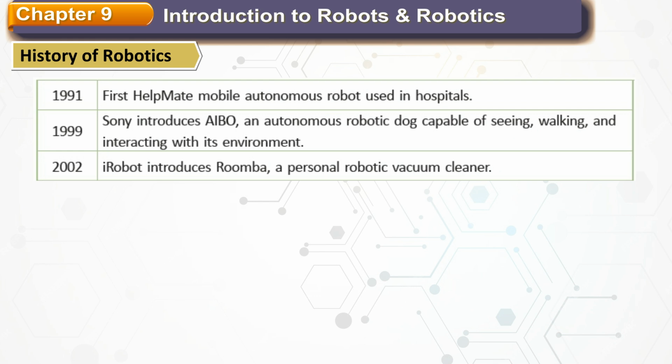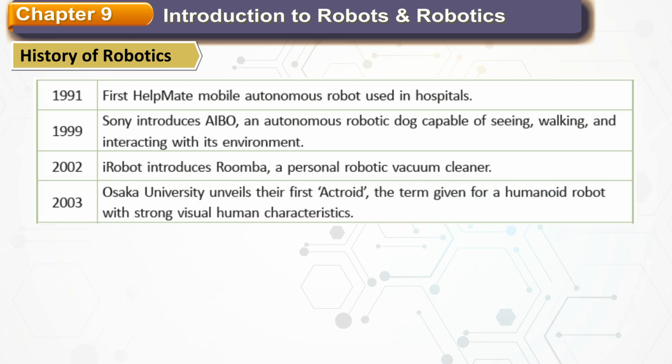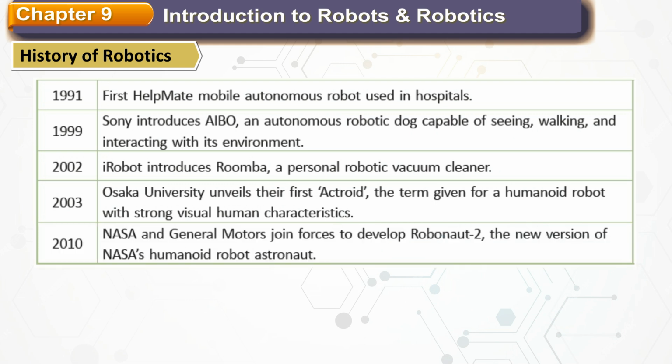2002. iRobot introduces Roomba, a personal robotic vacuum cleaner. 2003. Osaka University unveils their first Actroid, the term given for a humanoid robot with strong visual human characteristics. 2010. NASA and General Motors join forces to develop Robonaut 2, the new version of NASA's humanoid robot astronaut.